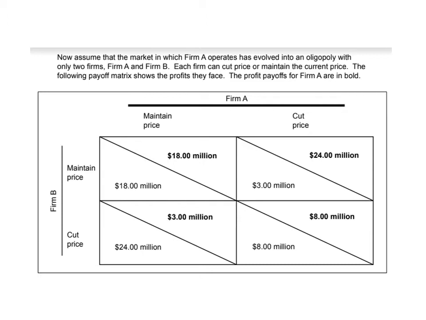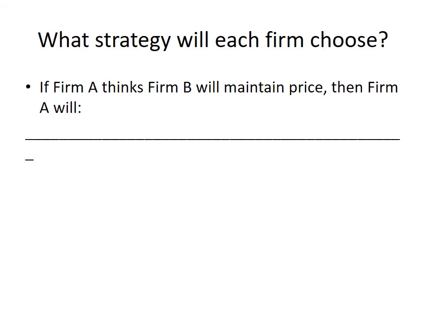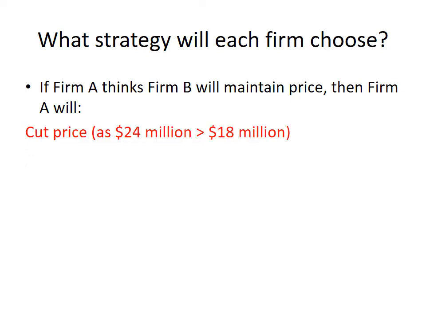Okay, so let's get into this. If firm A thinks firm B will maintain price, then what strategy should firm A make? You can look at the payoff matrix, and the answer would be that they're going to cut price because at least their 24 million is greater than the 18 million if they made the other choice.